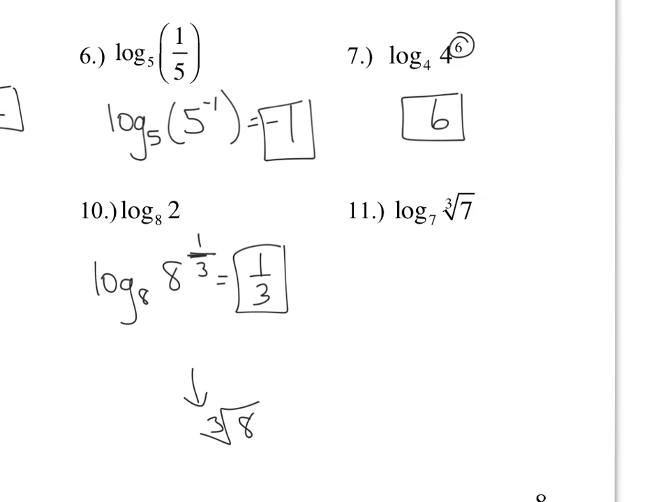And number 11, I'm going to rewrite the cube root, very similar to what we just did, as 7 to the 1/3 power. That's because you have a 1 there as an exponent, and then the 3 is the denominator of the fraction. So we have log base 7 of 7 to the 1/3, so your answer would just be 1/3 again.